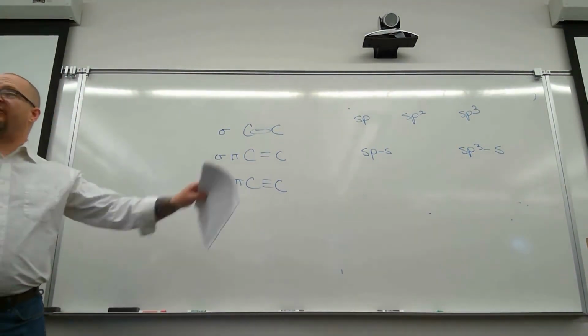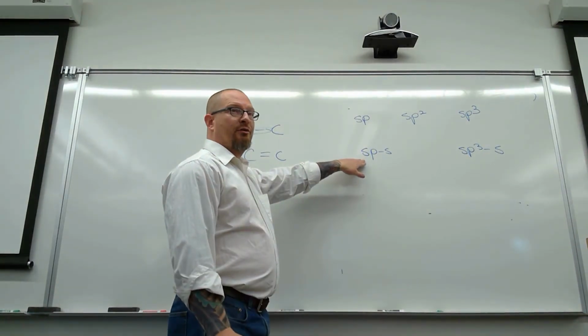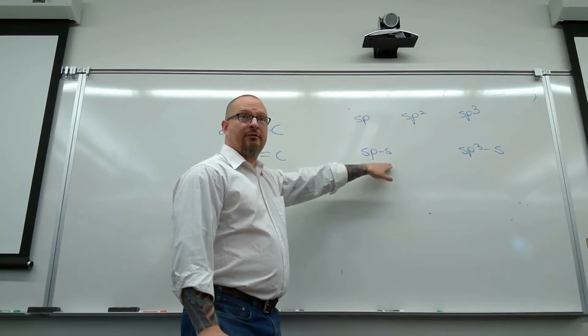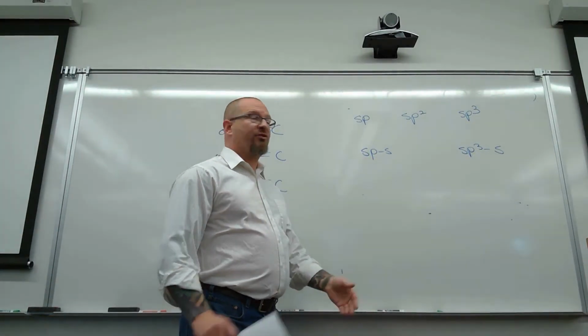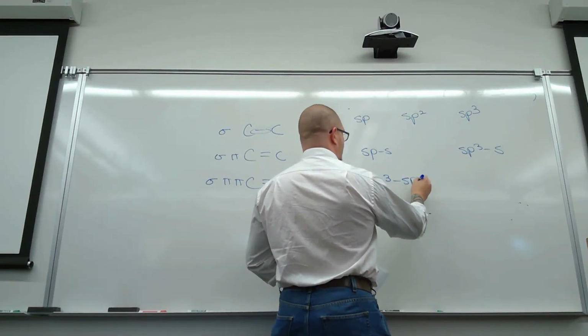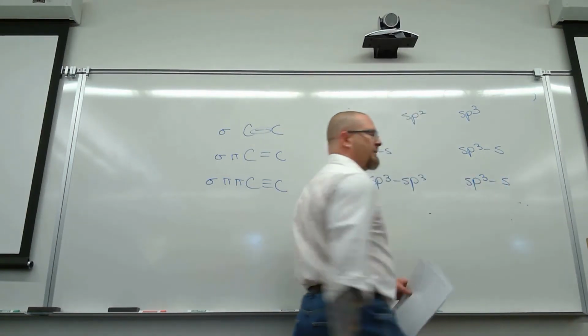Right, because it has more s character. Therefore, this is a lower energy orbital to an s, which is lower still. So it's going to be stronger. What about sp3 to sp3 versus sp3 to s?